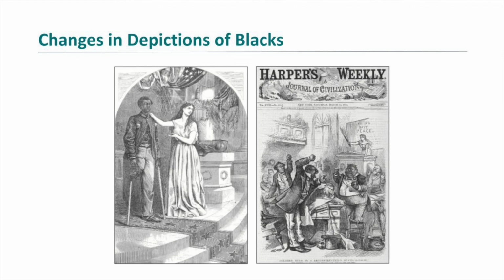Graphic artist Thomas Nast's depiction of blacks in Harper's Weekly mirrored the evolution of Republican sentiment in the North. "And Not This Man," August 5th, 1865, shows the black soldier as an upstanding citizen deserving the vote. "Colored Rule in a Reconstructed State," March 14th, 1874, suggests that Reconstruction legislatures had become travesties of democratic government.